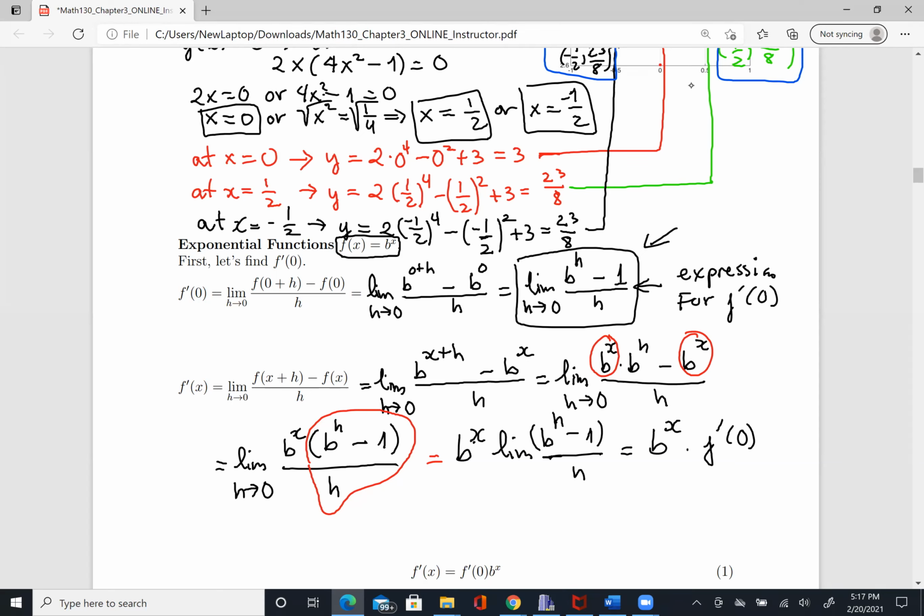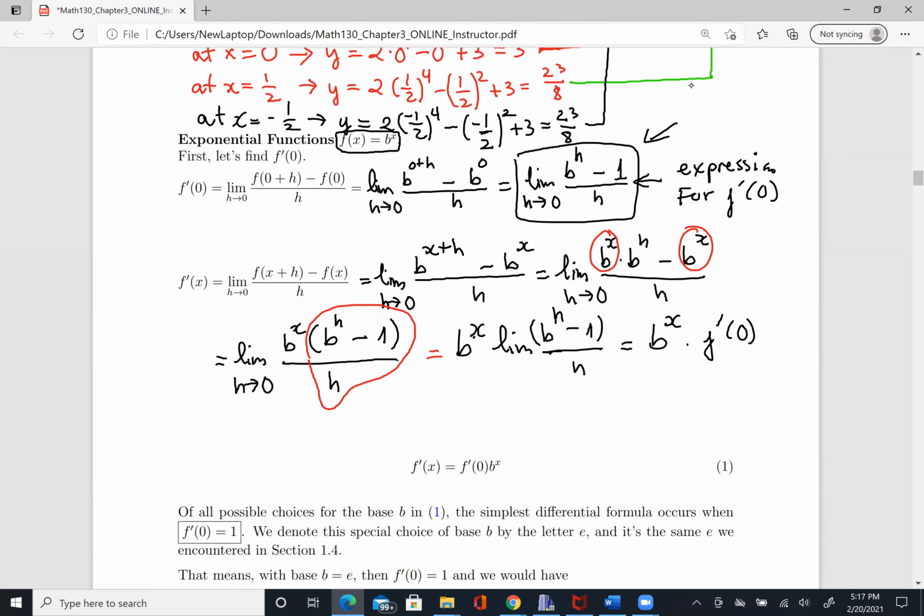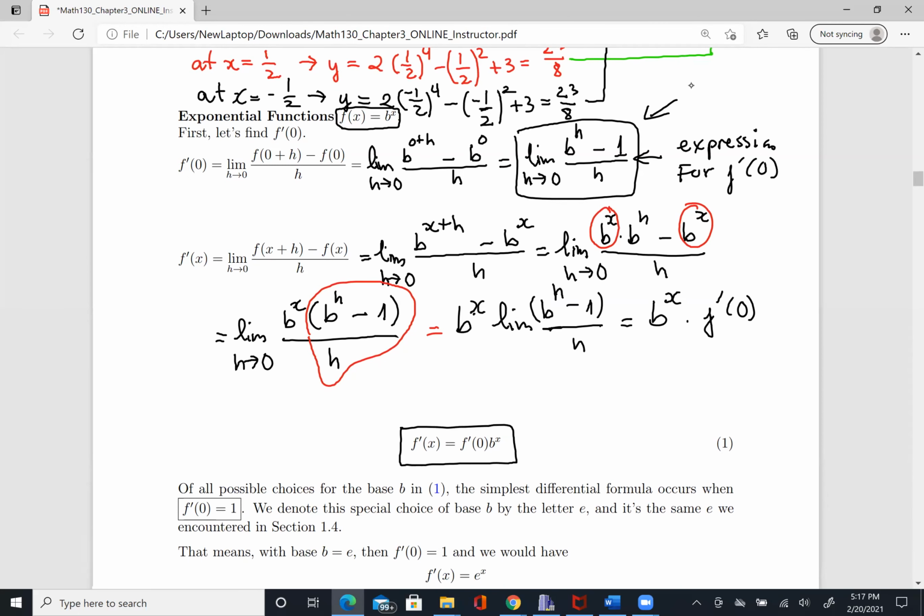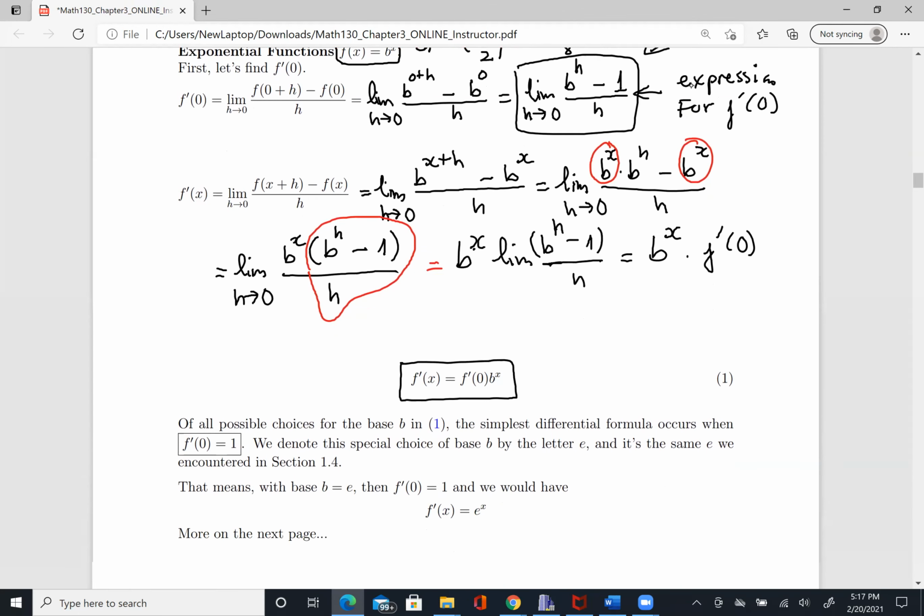Okay, so what does that mean? From now on, you can have a rule for taking the derivative of an exponential function. It's going to be f prime of 0 times b to the power x. All right. So what else?